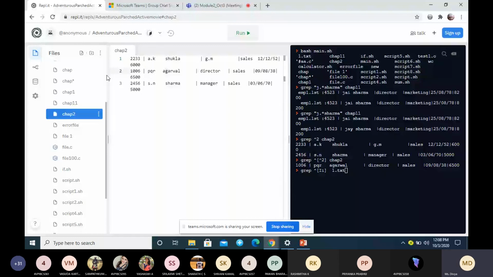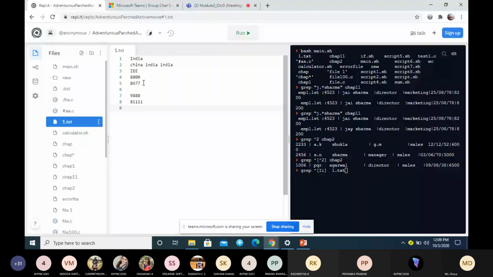So here what we will do, it will match all the lines that begin with the I. So here it will match. It can begin with capital letter I or small letter I. Like this one.